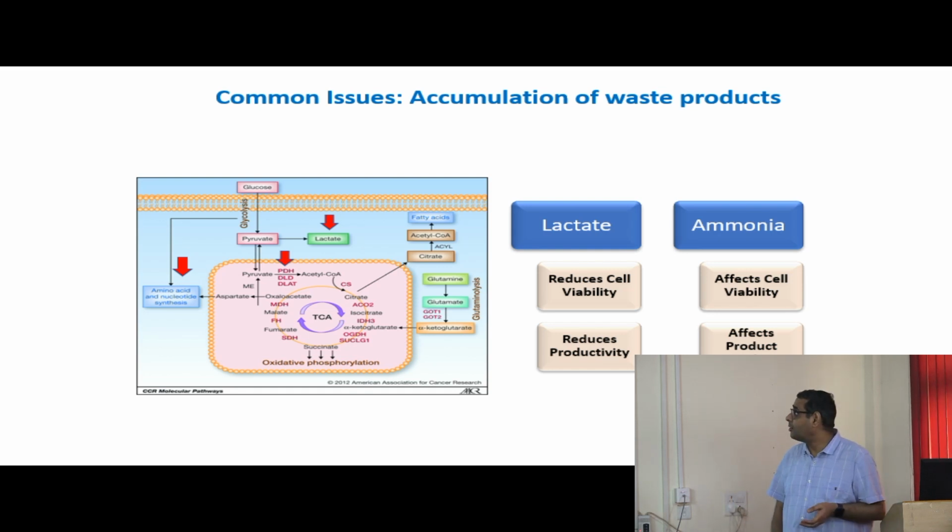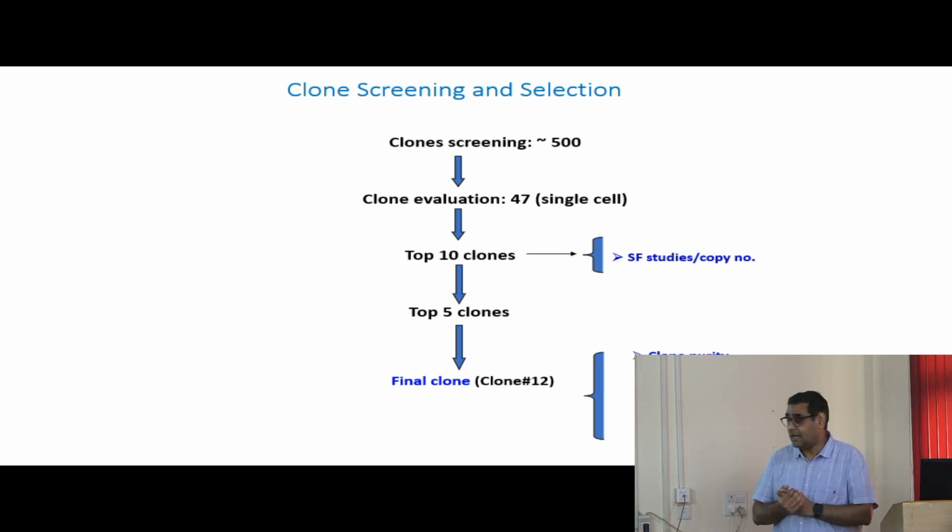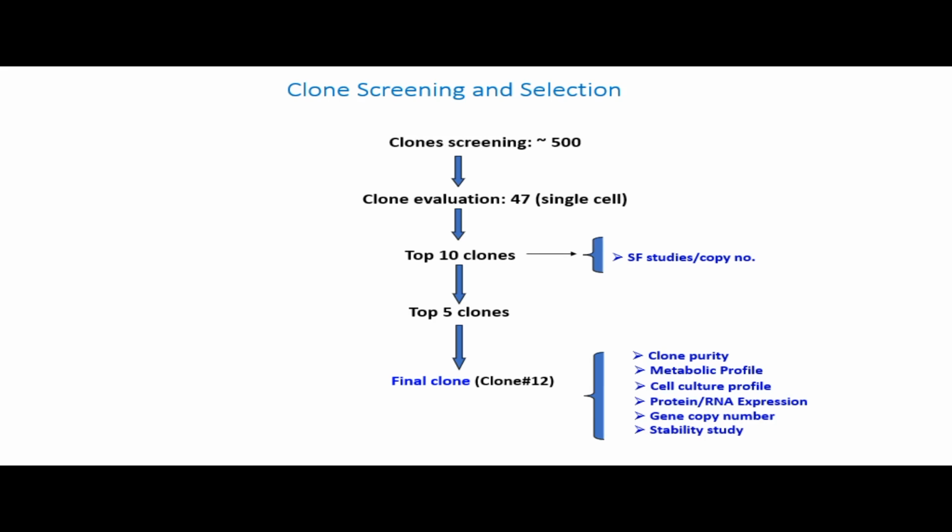So these are the common waste products which are accumulated. Now, how to do that and how we have done this. We did clone screening. We made different clones through various platforms and we generated 500 clones. Then we did the evaluation, single cell analysis of 47 clones. Then the top 10 clones, then top 5 clones, and then the final clone.